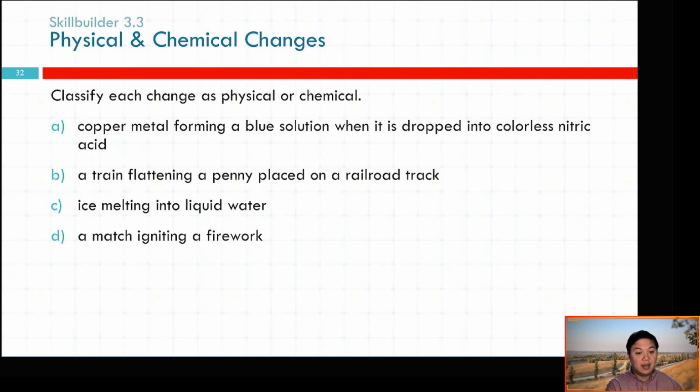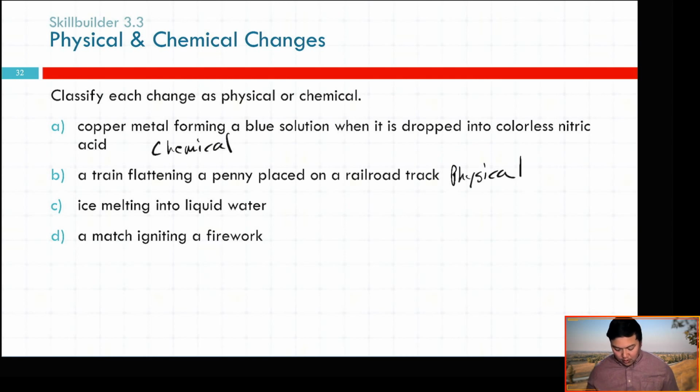A train flattening a penny placed on a railroad track, chemical or physical? Physical. Yeah, physical change. Ice melting into liquid water, physical. We've said this one enough.